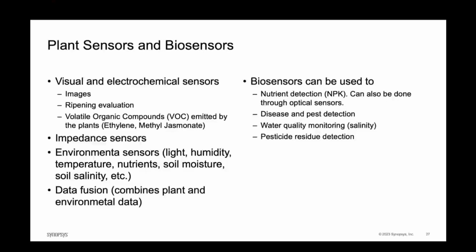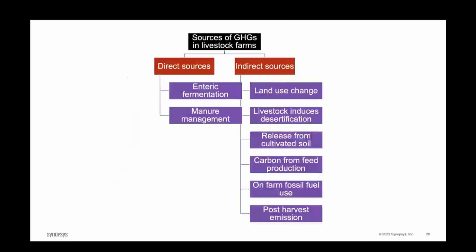But how do we measure how many nutrients we have to put in, how much fertilization? Today it is done with optical sensors, and we are working on a low-cost, low-power sensor for that. Disease and pest detection, water quality monitoring: we have to monitor the quality of the water we use to irrigate, and detect pesticide residue.